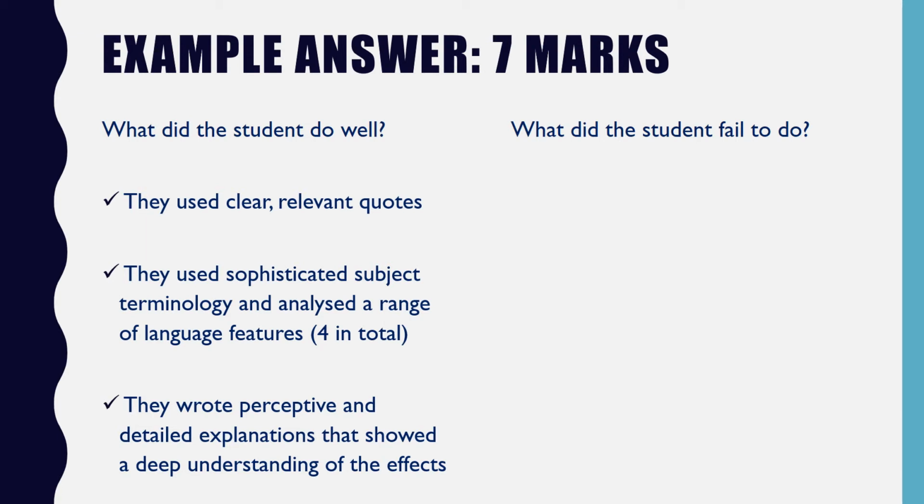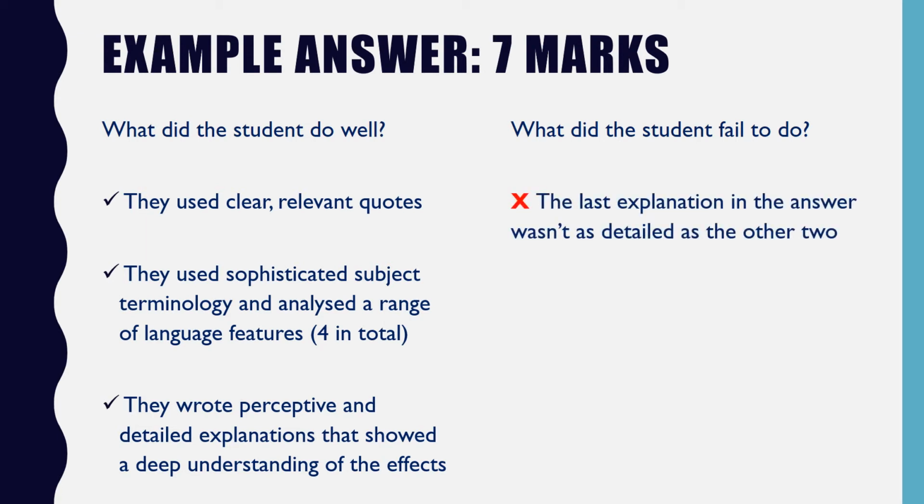So, what did the student fail to do? Well, it's a bit harsh perhaps. The last explanation in the answer wasn't as detailed as the other two. Therefore, the student was awarded 7 out of 8 rather than 8 out of 8.